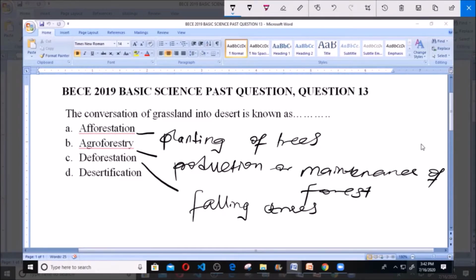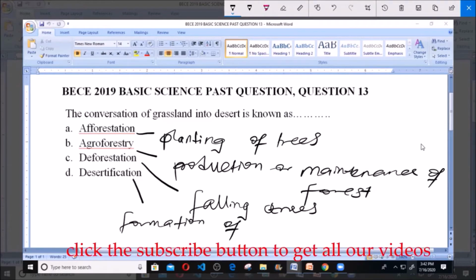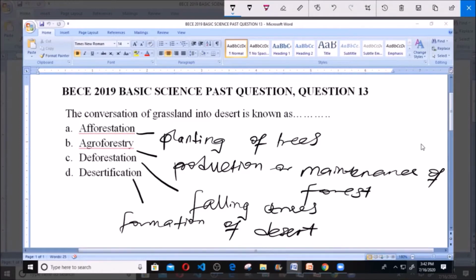That's deforestation, falling of trees. Then that's desertification here. From the name desertification, it simply means what? The formation of deserts. It simply means the formation of deserts, and it's also known as the conversion of grassland into a desert. That's desertification. The process involved in converting a grassland into desert is known as desertification. So from this you see that our answer is D. Desertification.